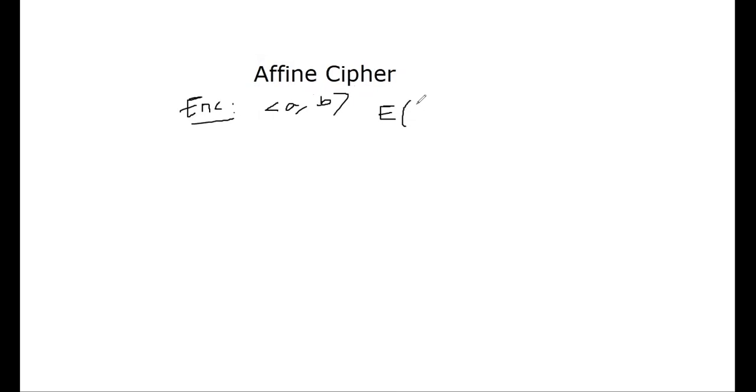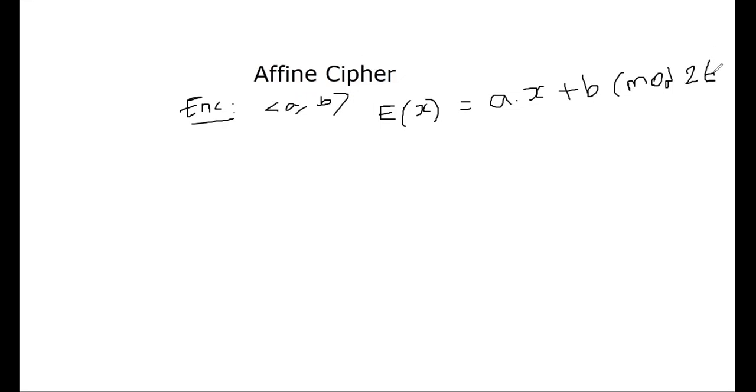Let's say X is one English alphabet, just one alphabet. It could be A, B, or anything. Let's assume A is encoded as 0, B is 1, Z is 25 as usual. So how are we going to encrypt? The encryption process on the Alice side will be A times X plus B mod 26. Because we are going to work with English alphabet characters, there are only 26 of them. So we do mod 26.